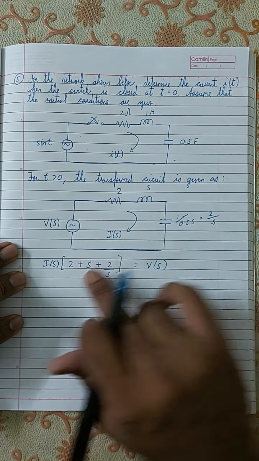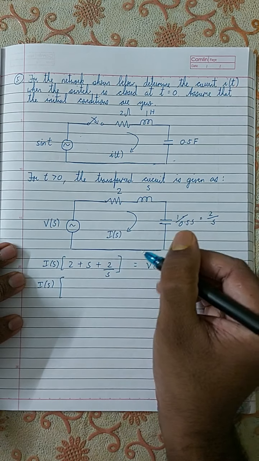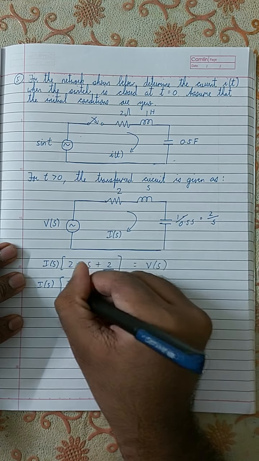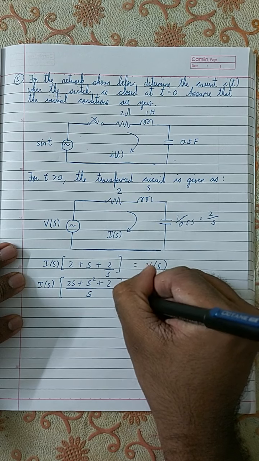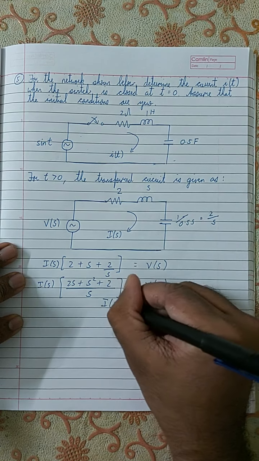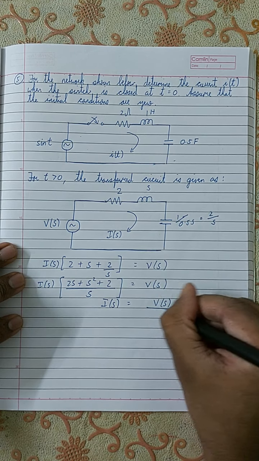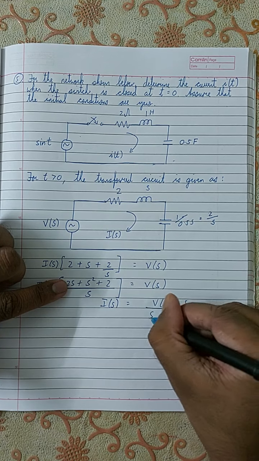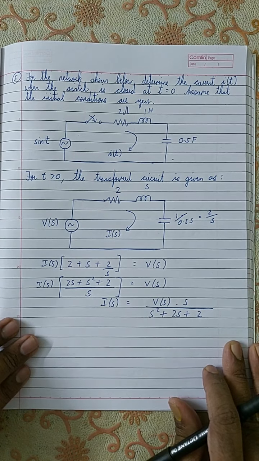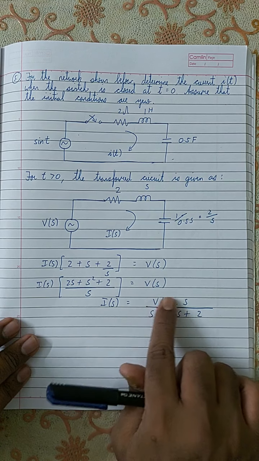This can also be written as I of s into (2s plus s square plus 2) by s is equal to V of s. In other words, I of s is equal to V of s into s by (s square plus 2s plus 2). This is the equation. Now next is to substitute the value of V of s.